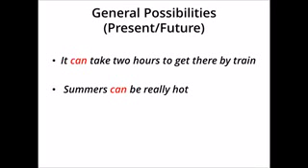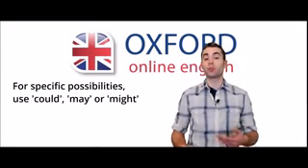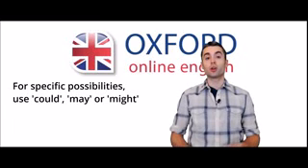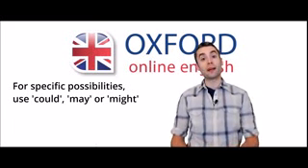Summers can be really hot. That means, again, this is a general possibility. I'm talking about every year, not just 1 year. Okay, what about specific possibilities? You can use 3 verbs, could, may, or might.